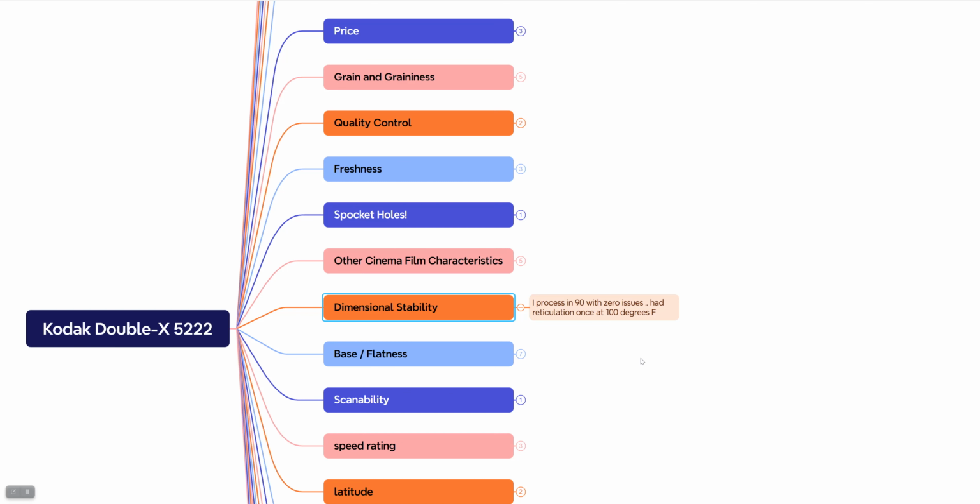So, the gelatin needs to be able to expand as it fills with water and developer, and then be able to dry and shrink back. You want it to do that in a way where it leaves basically no indication that it swelled. Kodak Double-X is excellent in this regard.